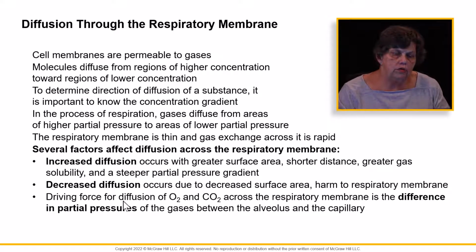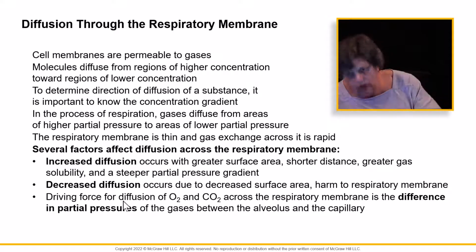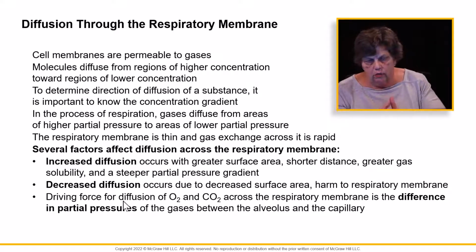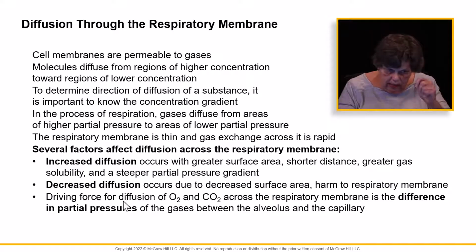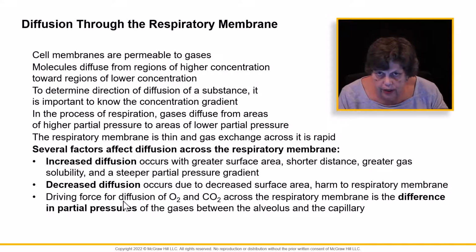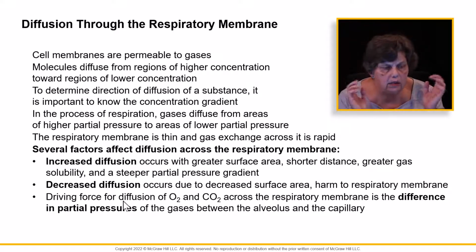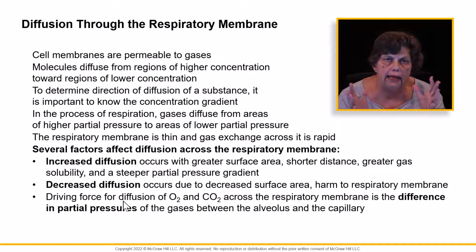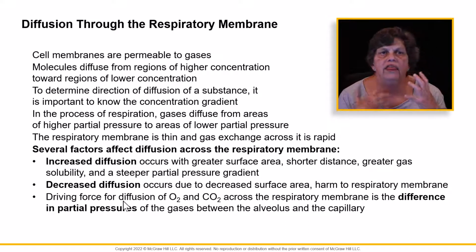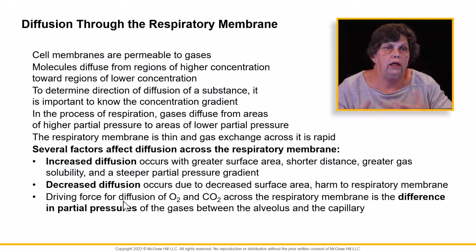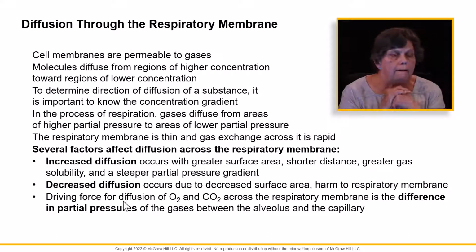And so there's a few factors here. Increased diffusion occurs where you have a greater surface area, where you have a shorter distance, when you have basically a steeper pressure gradient. And also, there's something called gas solubility. Some gases are more soluble than others. Nitrogen happens to be very soluble. This is why we can get nitrogen narcosis.